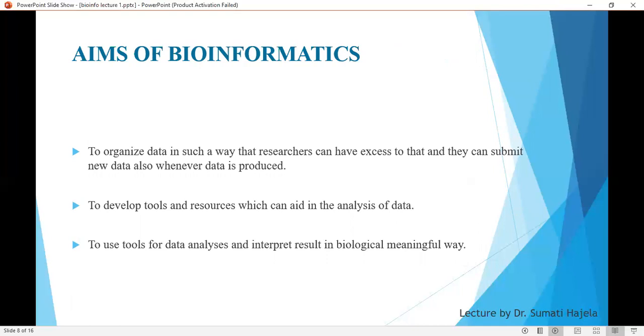So, what are the aims of bioinformatics?